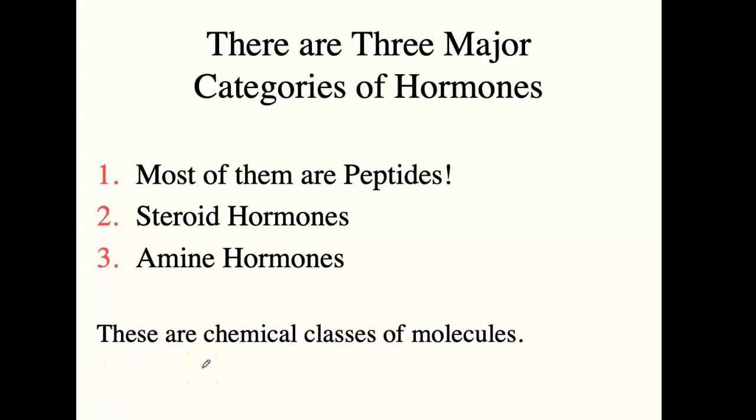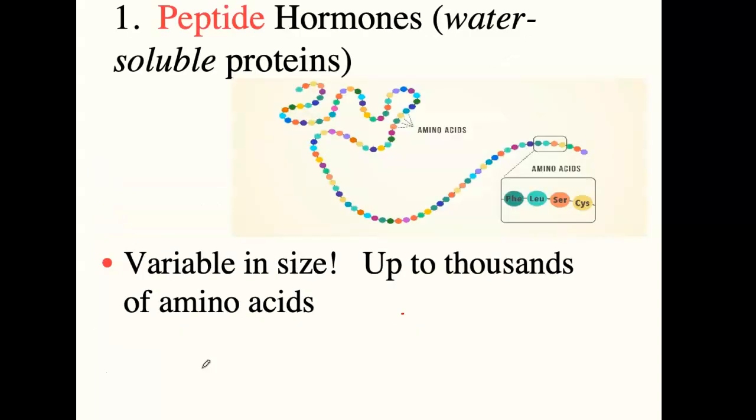We're going to go on to part 4 of endocrine, where I introduce the 3 major categories of hormones, but we're going to start with peptides. So these 3 major categories are peptides, steroids, and amines. All hormones will belong to one of those classes. But really most of them are peptides, and that's what we're going to start talking about right now.